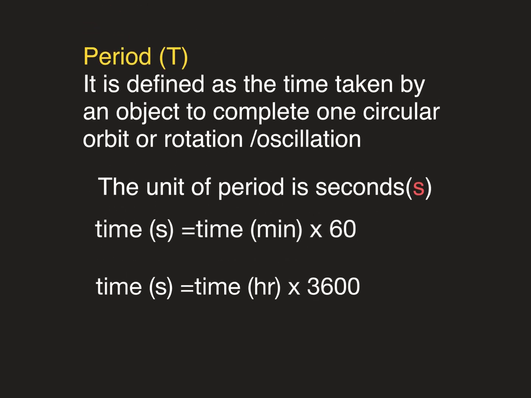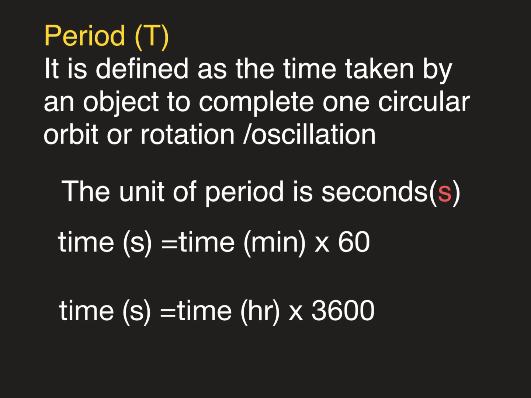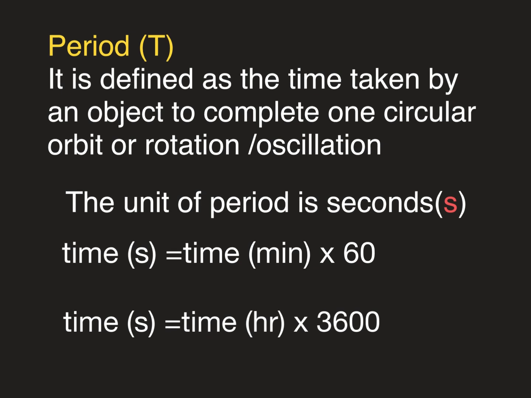Moving on to the period, we have already defined that. It is defined as the time taken by an object to complete one circular orbit or rotation. So the word one here is very important. The time taken to perform just one oscillation or just one rotation or just one revolution, that is what we call period.